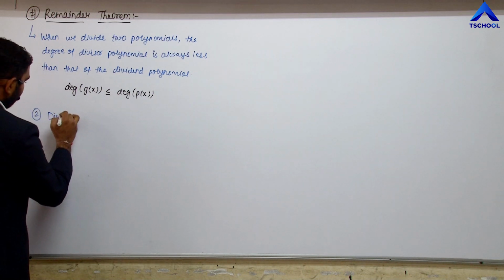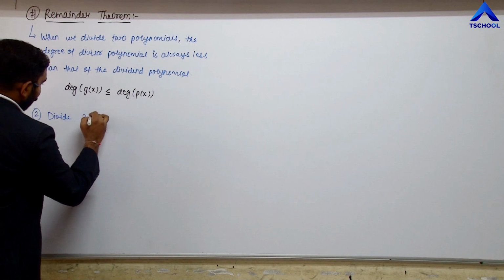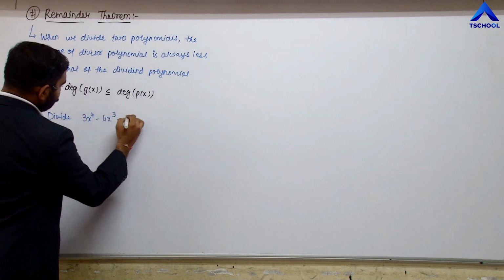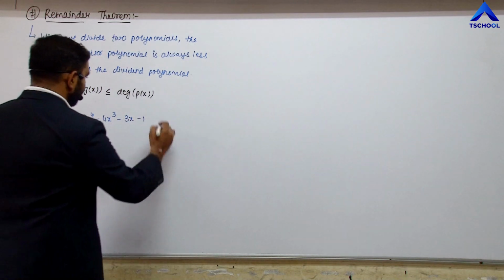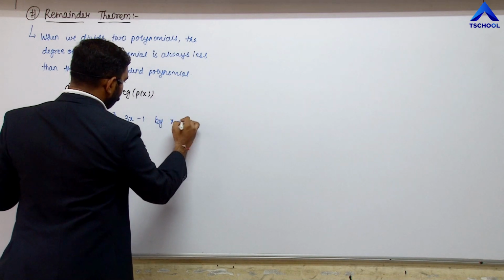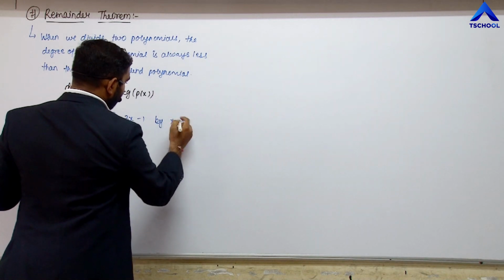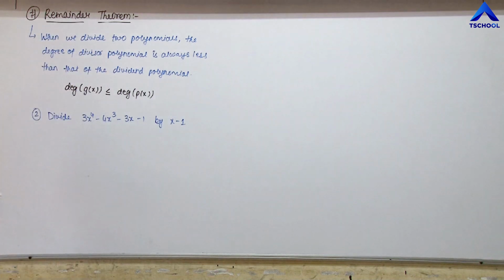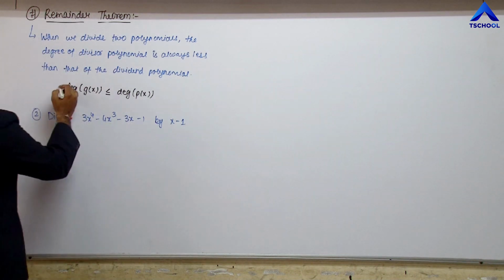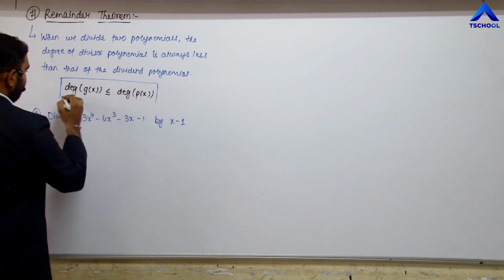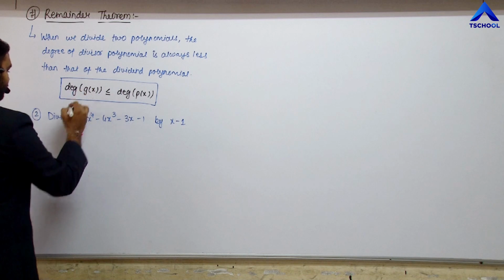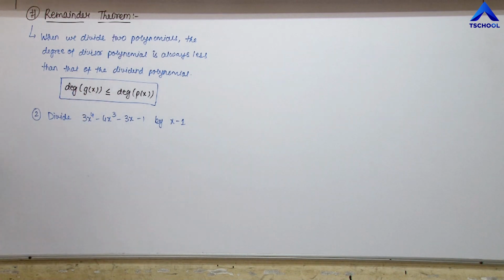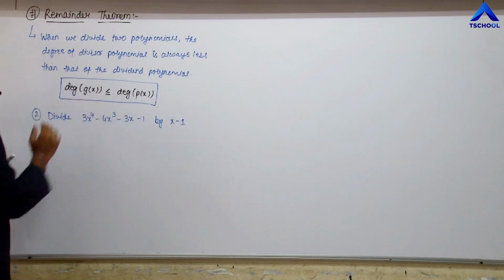Now let me take that second example. Divide 3x raised to 4 minus 4x cube minus 3x minus 1 by x minus 1. So I got a note from this that the degree of the divisor polynomial is always less than or equals to the degree of the dividend polynomial. So we are going to divide.